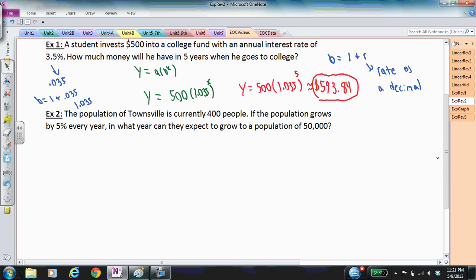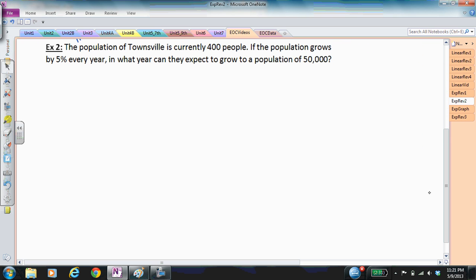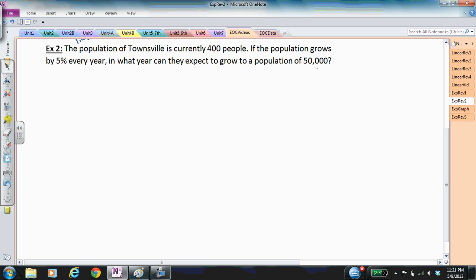All right, example 2 says the population of Townsville is currently 400 people. If the population grows by 5% every year, in what year can they expect to grow to a population of 50,000? So let's make an equation to model the situation. Again, it's easy to see the starting value is 400 because they currently have 400 people. Now the rate is going to be 1.05. Sorry, the rate is 0.05. The b value, the common ratio, is 1.05.